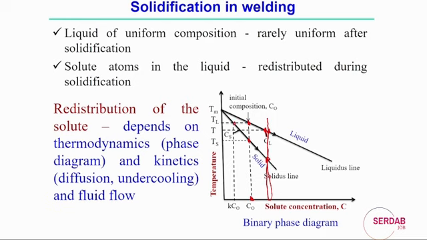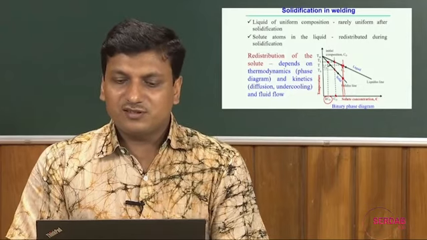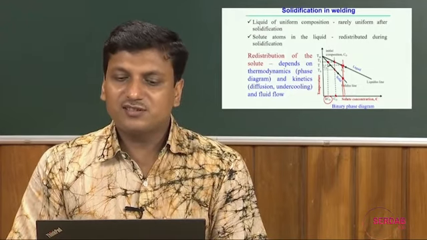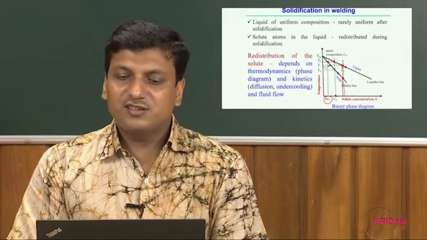The point where it crosses the solidus line has a composition corresponding to k times C0. So definitely here k should be less than 1, which means the liquid content in this case is less than C0.